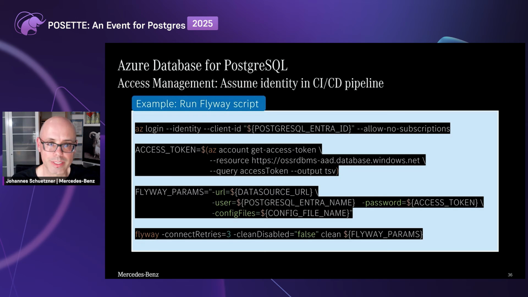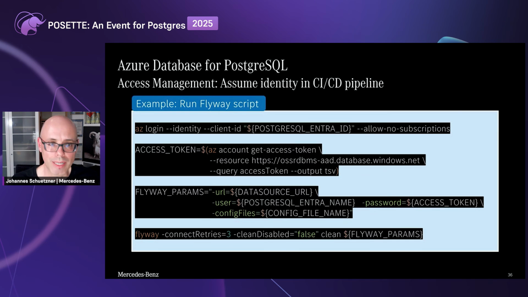In this example, it's a Flyway script that takes care of managing the database objects, like creating tables, updating table layout, adding columns, and similar tasks. And here, to use the managed identity that was associated with this pipeline, you just say az login --identity and then provide the ID of the managed identity. And that's it. No password needs to be specified, but this connection to the managed identity is baked in using the pipeline definition as I showed earlier.